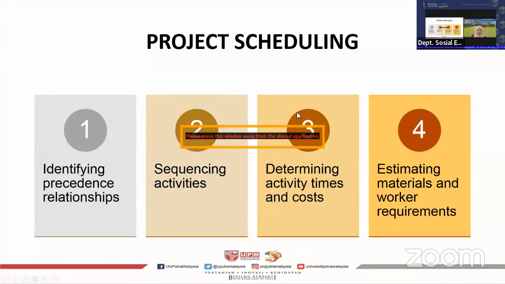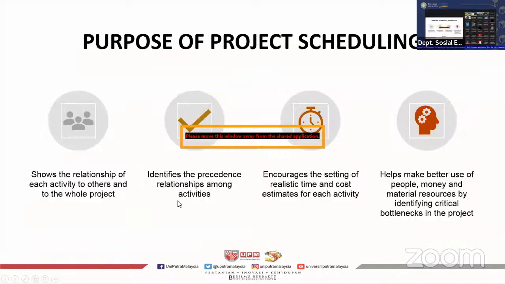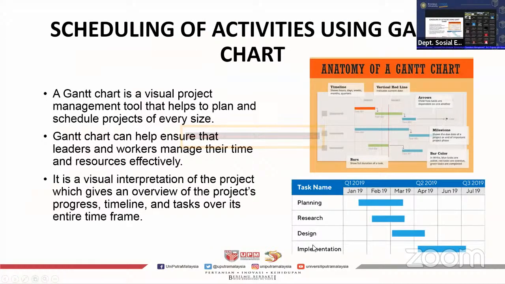Okay, this is just to show a very brief, common project scheduling. Of course, we know that for project scheduling, we have the precedent relationship, sequence activity, determine activity time and cost, and estimate material and workers. This is just to show the students that we also have project scheduling. And the purpose of project scheduling, of course, is to show the relationship between activities. We can show the precedent and successor for each activity, and we can set our times and costs, as well as allocate our resources.